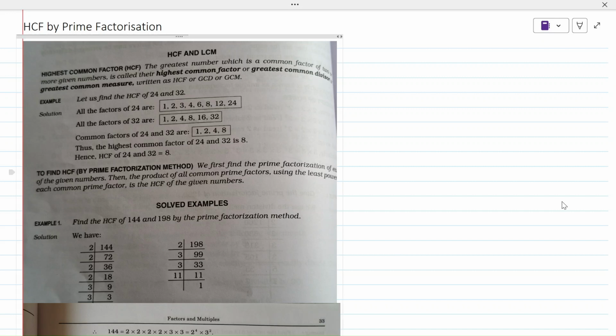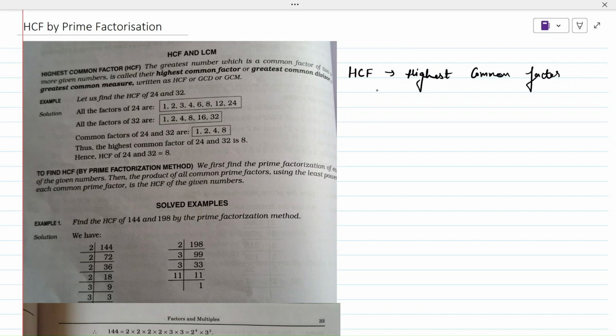Now, before we begin to solve the questions on HCF and LCM, first of all, let us understand what is HCF and what is LCM. So I'm writing here HCF is the highest common factor. That is that one factor which is highest among the numbers of which we have to find the factors. Okay, of which we have to find the HCF.